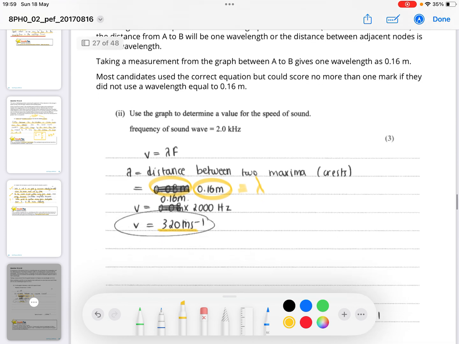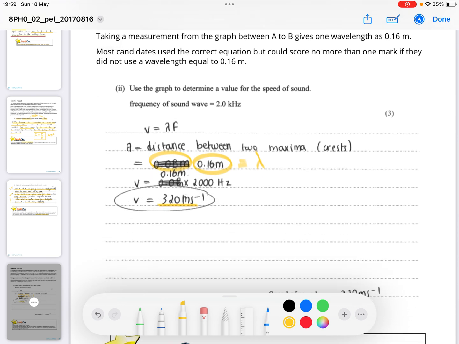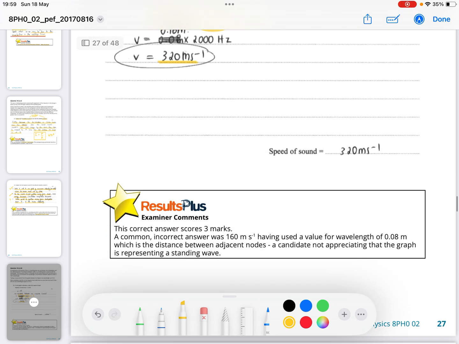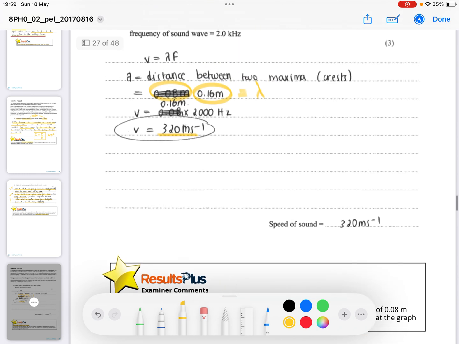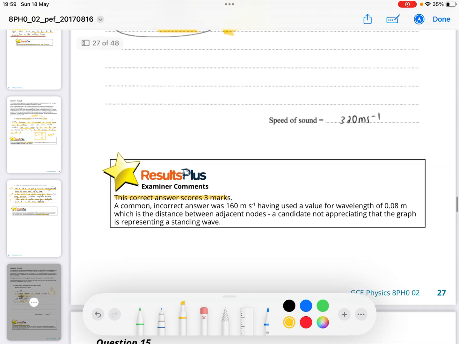So I would have given this student 2 marks, not 3, but the examiner has given him 3 marks. I'm not convinced that the student knows why. I think the student has doubled it so that he gets what he knows to be the correct speed of sound in air. So it says the lambda is a distance between 2 maxima. Well, that's not correct. So I think the examiner's wrong here, and this should only be 2 marks, okay?